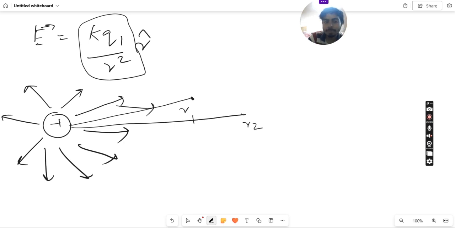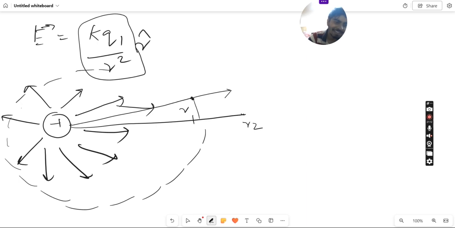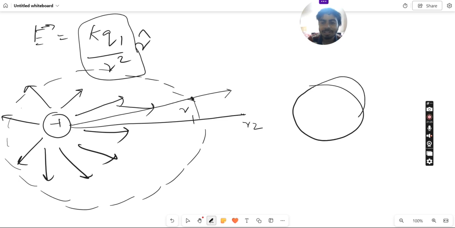At r1, it's kq1 by r1 squared. Now here the electric field would be, if it has this much length, in a sphere that is drawn about this point. This curved dashed line is basically a sphere. It is not quite a sphere, but let us assume it is. I think I can draw a sphere. No, sorry, I can't draw a sphere.